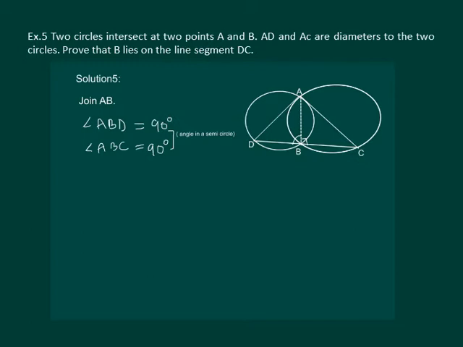Let us now add the two equations. We get angle ABD plus angle ABC equal to 180 degrees. Therefore, DBC is a line and B lies on the line segment DC.